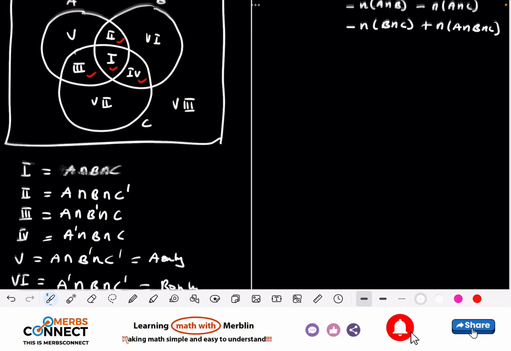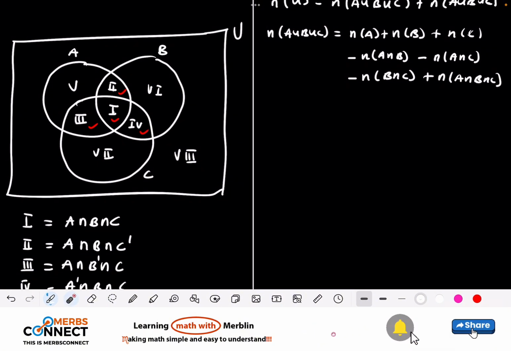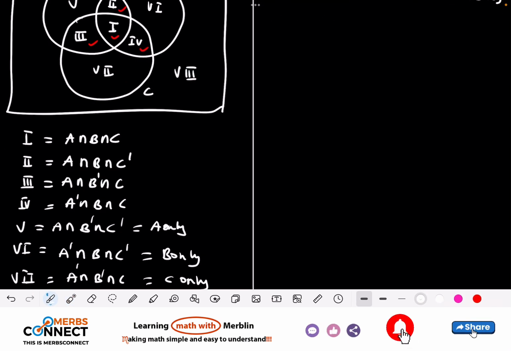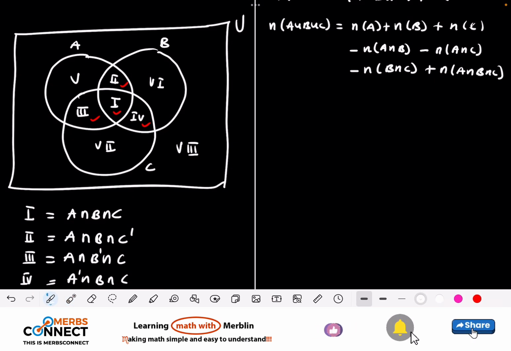But let's look at something here. We can combine some of the things together, right? I can talk about, from here, A intersect B. What is A intersect B? A intersect B is here. So this is where A intersect B. Remember this one, there is no C. So A intersect B is what is here. So that place is I plus II.